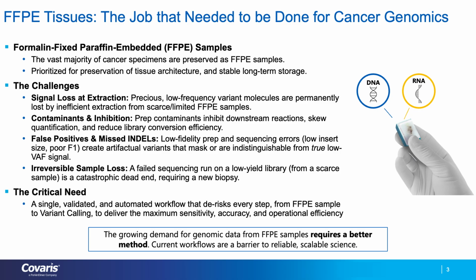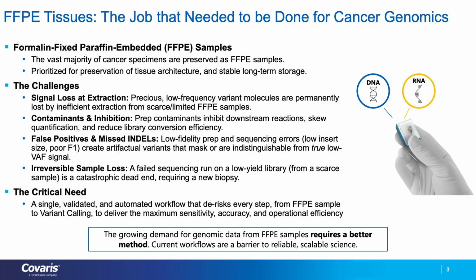At the library prep stage, we often see that low fidelity prep creates artificial variants that can mask real signals, or they can be indistinguishable from true mutations. And most critically, we can see irreversible sample loss if a library fails to deliver enough yield from a very scarce sample. The growing demand for genomic data from FFPE samples requires a better method. Current workflows are a barrier to reliable, scalable science. What we really need to ensure the best genomic data from FFPE samples is a single automated workflow that de-risks every step from sample to variant calling that can deliver maximum sensitivity, accuracy, and operational efficiency.